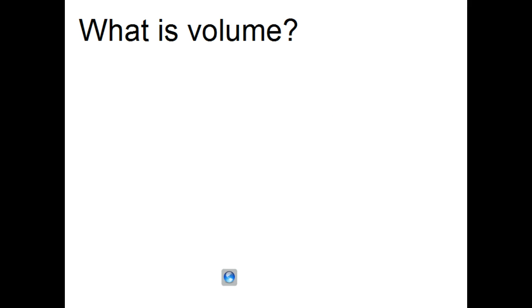Take a second and think about what you know about volume, and then see if you can come up with a definition of it, just off the top of your head. I'm going to give you one in a second, so don't necessarily try to look it up on Google or in a dictionary. Just try to come up with one on your own.